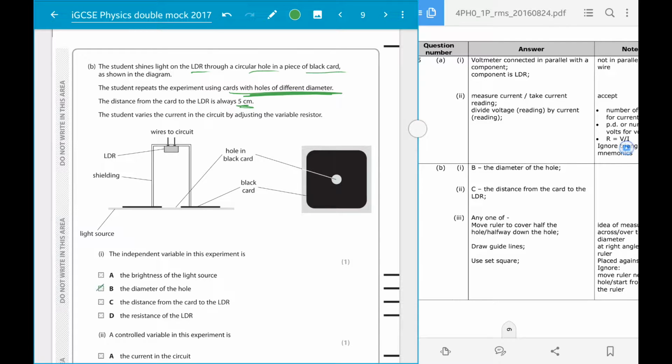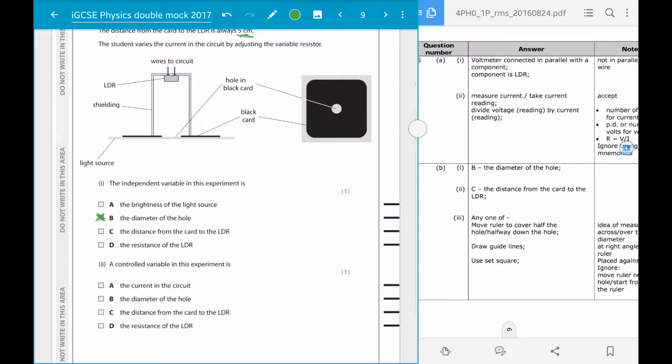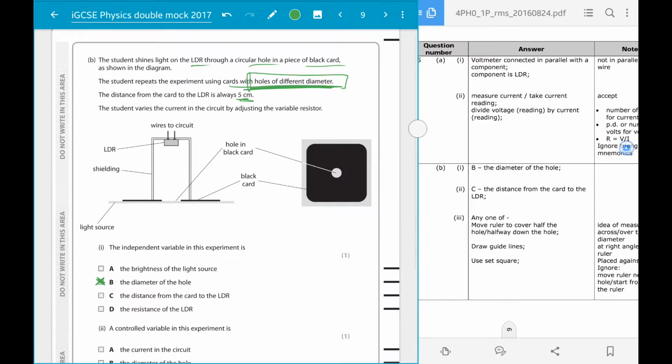Well, we're changing the diameter of the hole. That's what keeps on changing, different diameters. The control variable in this experiment is, well, the distance from the card to the LDR. It's always 5 centimeters. The control variable is the one that doesn't change.